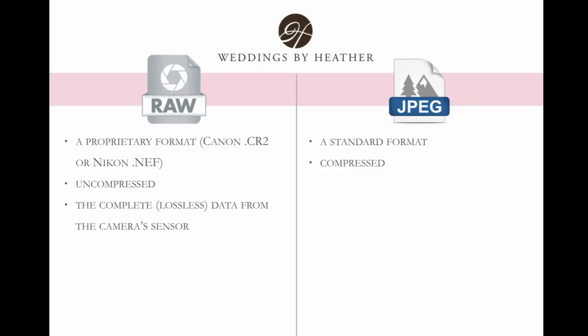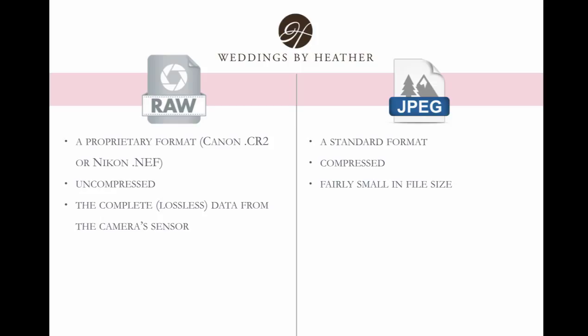RAW files contain the complete lossless data from the camera's sensor, and depending upon your camera, you would be shooting in 12 or 14-bit. JPEG files are fairly small in size because they're compressed, and JPEG stores 8 bits of information per color for red, green, and blue. The difference of this is quite significant.